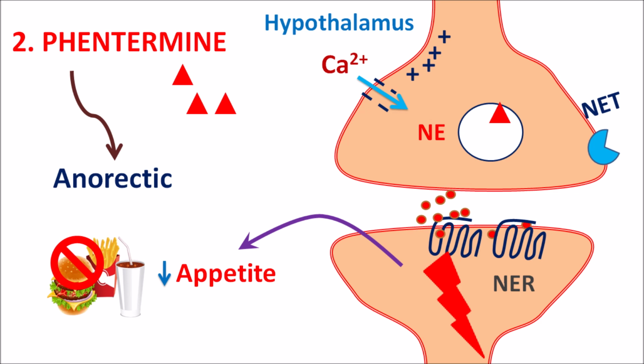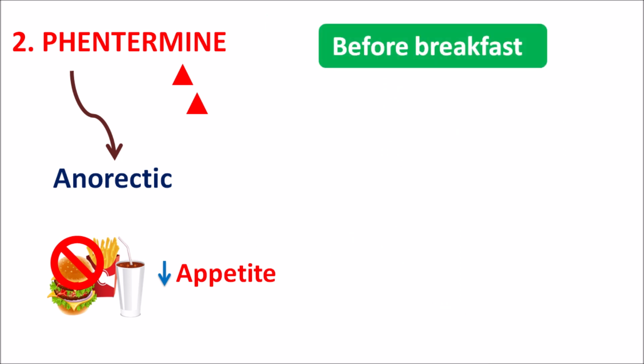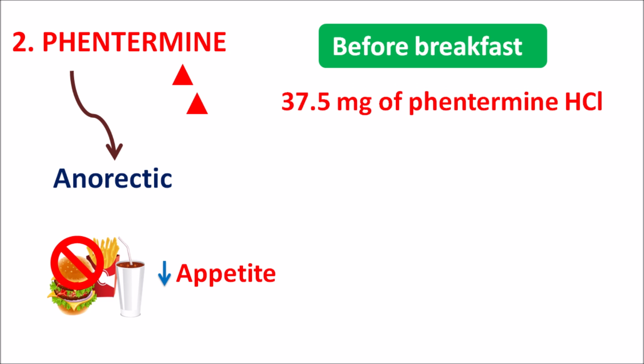This Phentermine should be taken before breakfast, and it can be given at a dose of 37.5 mg in the form of Phentermine hydrochloride. This 37.5 mg Phentermine hydrochloride is equivalent to 30 mg of free base Phentermine. So in the salt form, the dose is somewhat different. It is given as 37.5 mg.